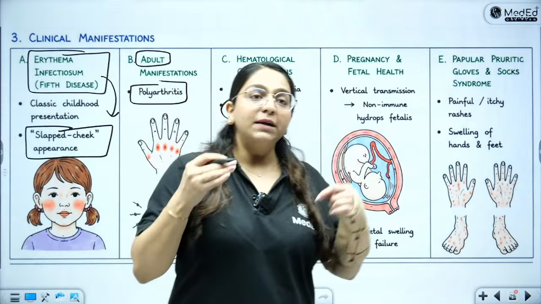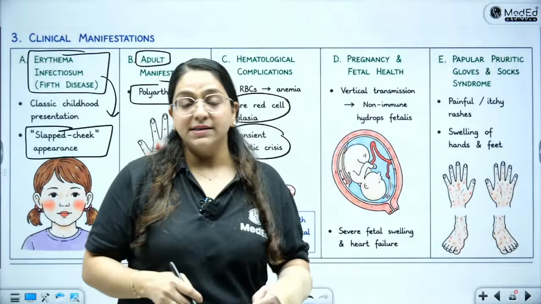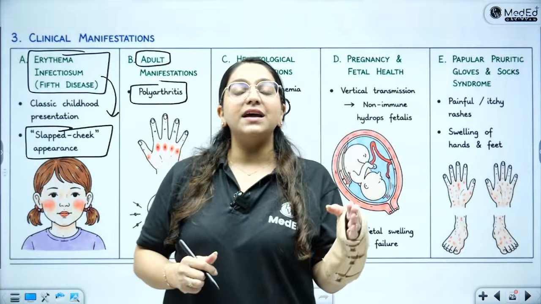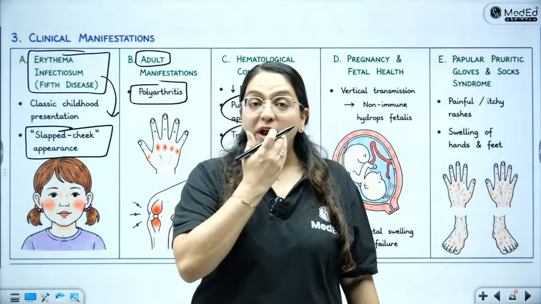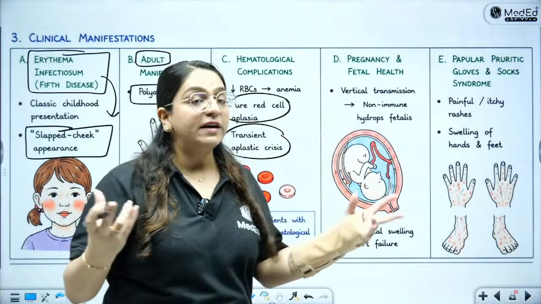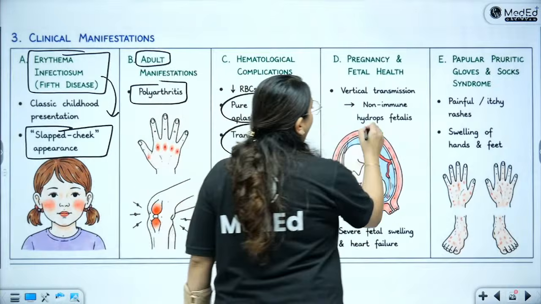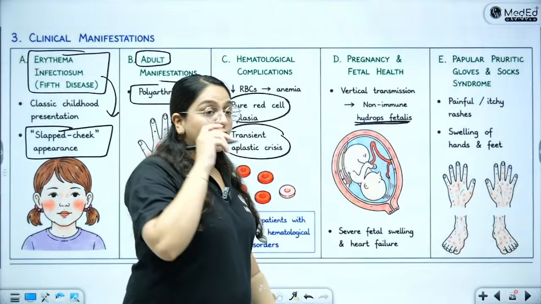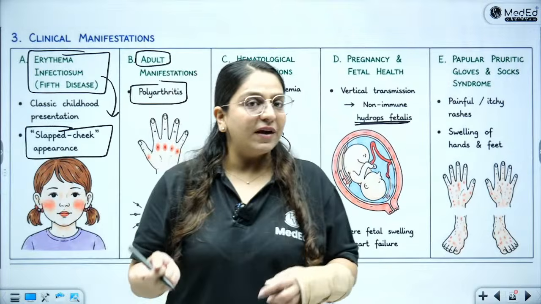If a pregnant mother gets infected with parvovirus, the virus will cross the placenta and reach the fetus. It will go and break the RBCs of the fetus. What will happen in turn? Hydrops fetalis. Now this hydrops fetalis is not happening because of antibodies.